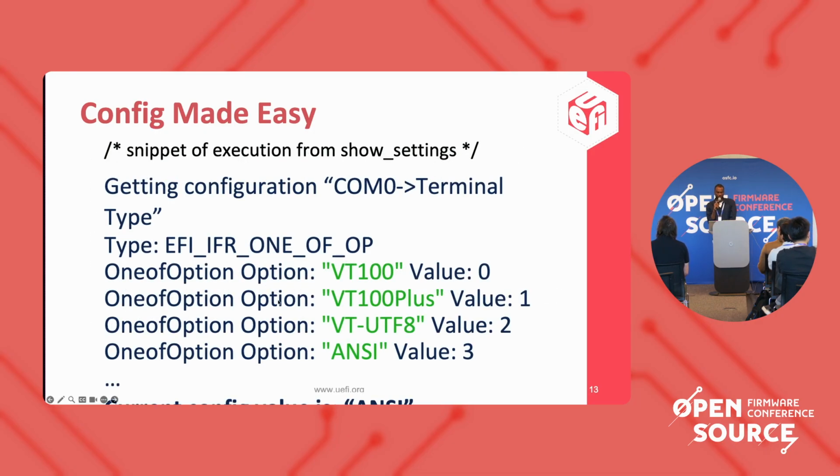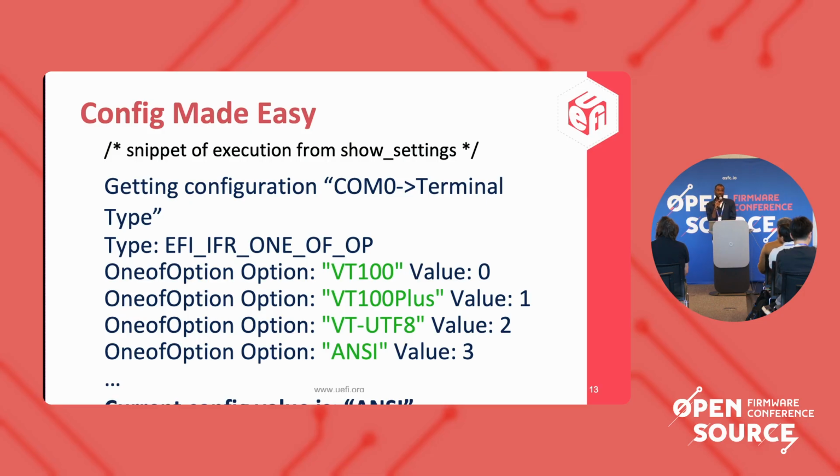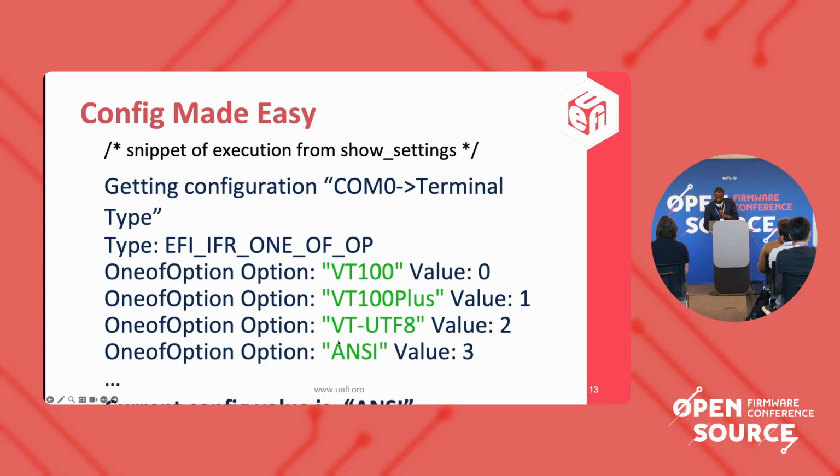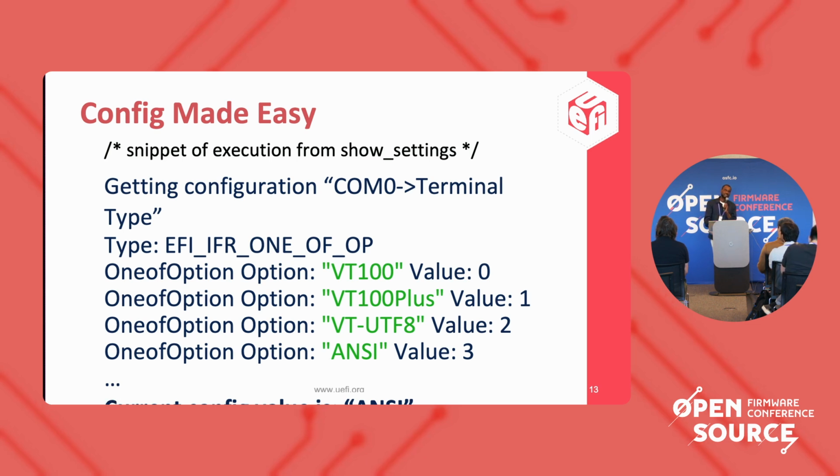Yeah, so when it runs, it gives us something like this. We can see, e.g., for the COM0 terminal, the options we have there are VT100, VT100 plus, VT-UTF8. The resolution is such that some of the text is hidden, but just underneath the text, you would also see the current value of the settings.